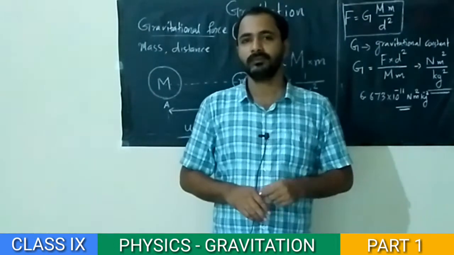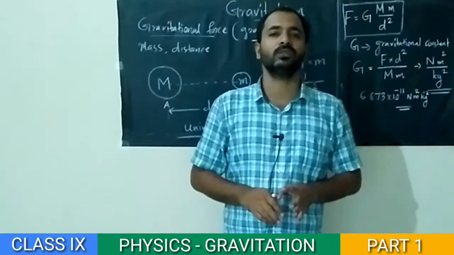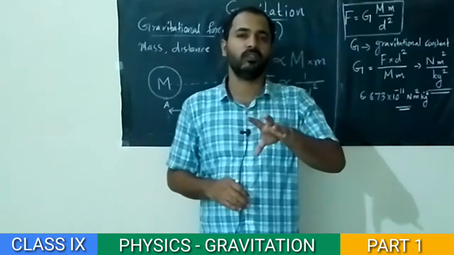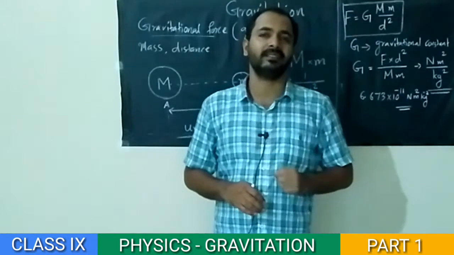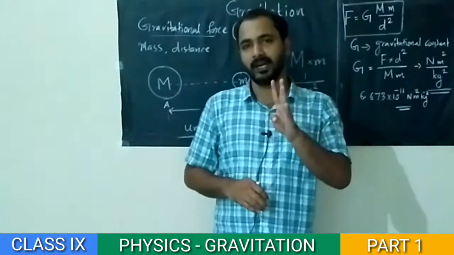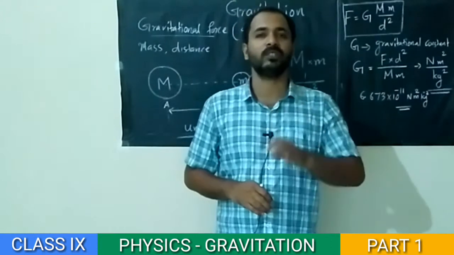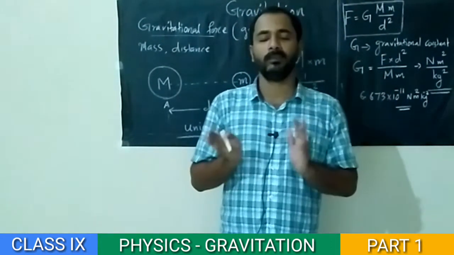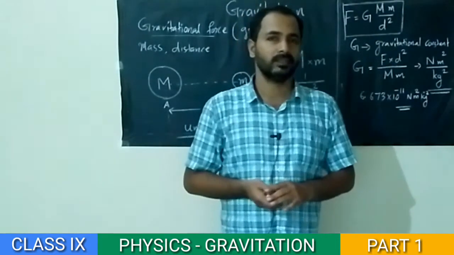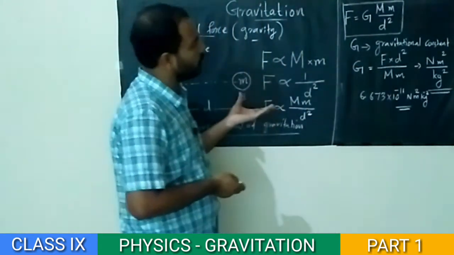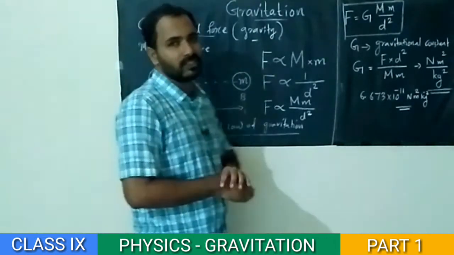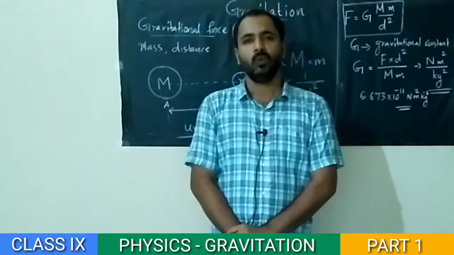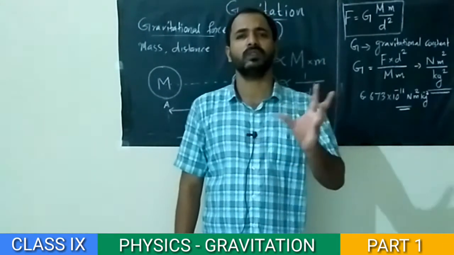Clear? So all objects in this universe attract each other. So gravitational force depends on two factors. What are they? One is mass, next is the distance between the two masses or the distance between two objects. Clear? So then what is the importance of the universal law of gravitation? What are the uses of the universal law of gravitation?